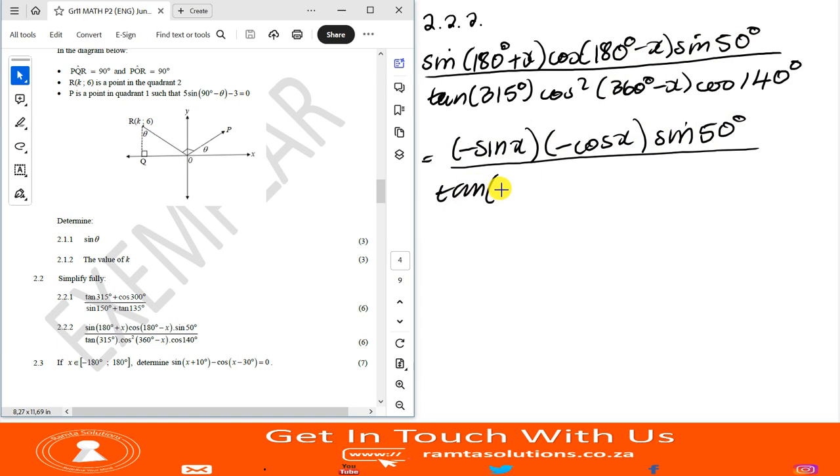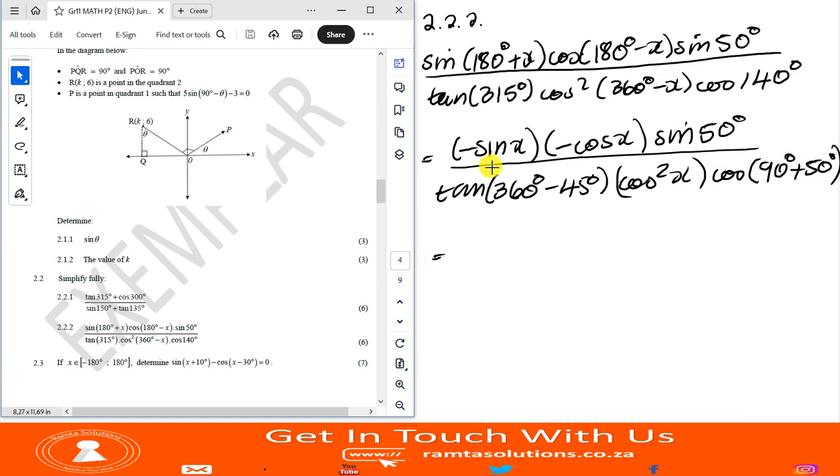Tan 315. Angle 315 degrees is in the fourth quadrant, which is 360 minus. So 360 minus 315 will be 45. Okay? Cosine in the 360 minus is positive, right? So this then we can leave as cos square x. Now cos 140, maybe we can say it is cos 90 plus 50 degrees, right? 90 plus 50 is 140, isn't it?